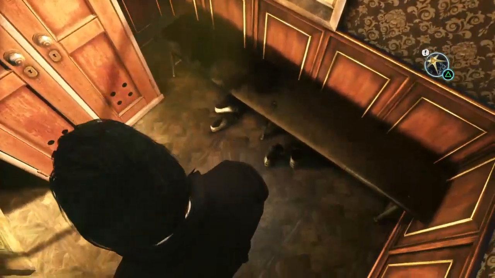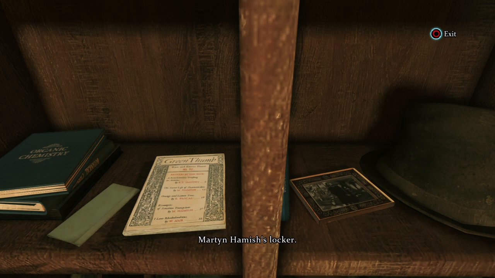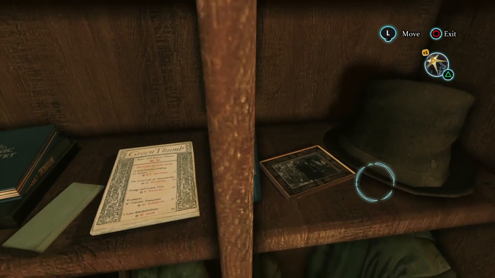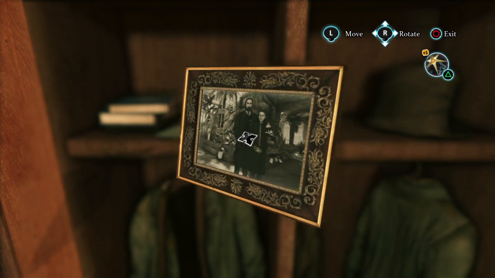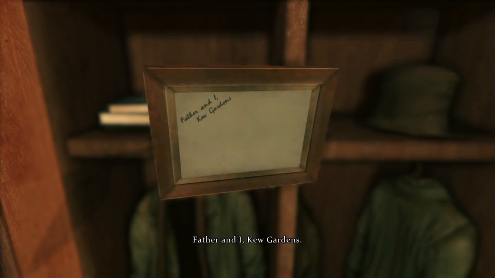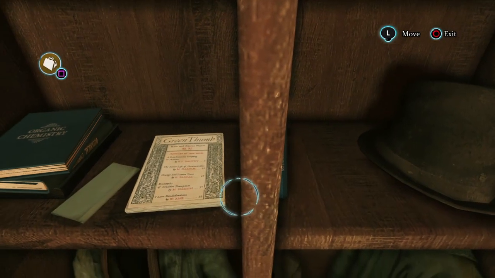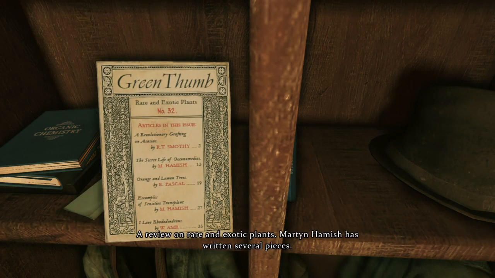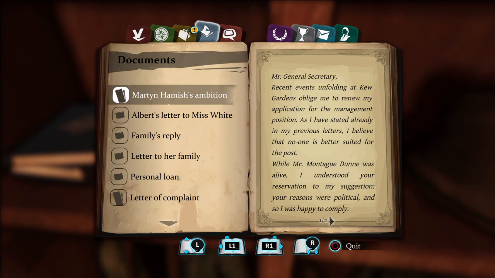Why haven't I been here before? Damn it. Martin Hamish's locker. Okay, let's start from the right. There's a hat. We have a photo. Who are those? Father and I. Kew Gardens. A review on rare and exotic plants. Martin Hamish has written several pieces. Very nice. A letter.